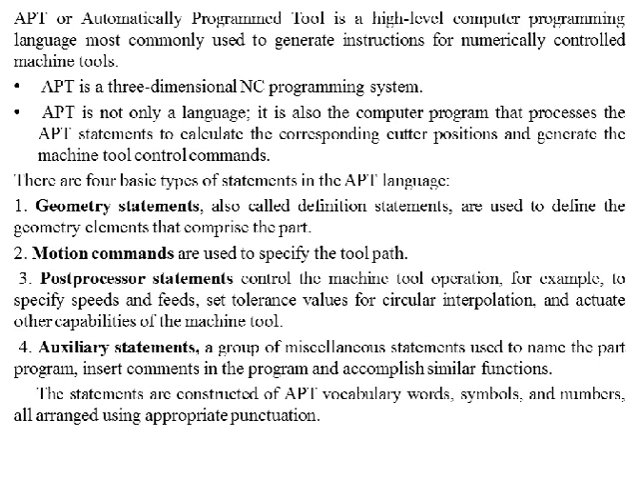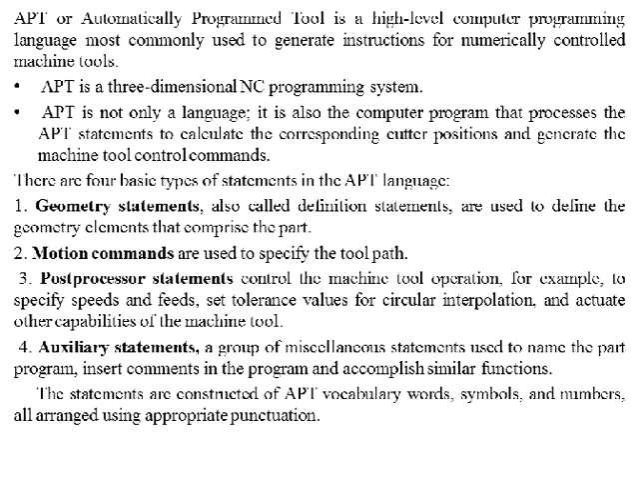The fourth statements are called auxiliary statements. Auxiliary statements are miscellaneous statements which are used to name the part program. They are used to insert comments in the program, and they are also used to accomplish similar such functions. So an APT language will basically make use of four different types of statements. They are geometry statements, motion commands, post-processor statements and auxiliary statements.